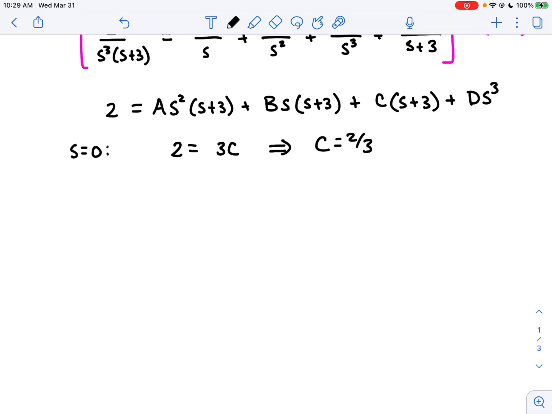Now another choice of s that is going to be convenient is to choose -3. And choosing s equals -3, again, doesn't change the left side of the equation. That's still just 2. But plugging in -3 is going to zero out A, B, and C. So we're just going to get this term over here. And when s is -3, that's going to be -27D. So this gives us that D is -2/27.